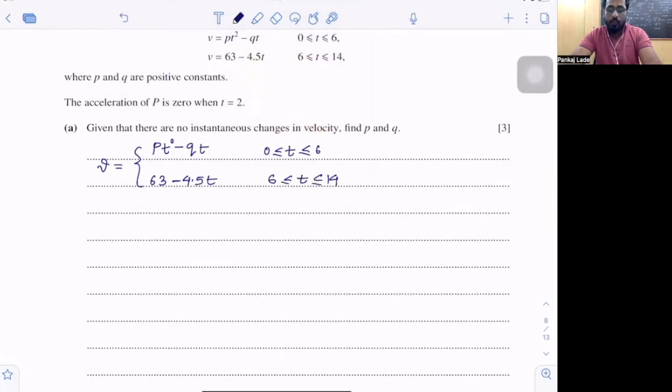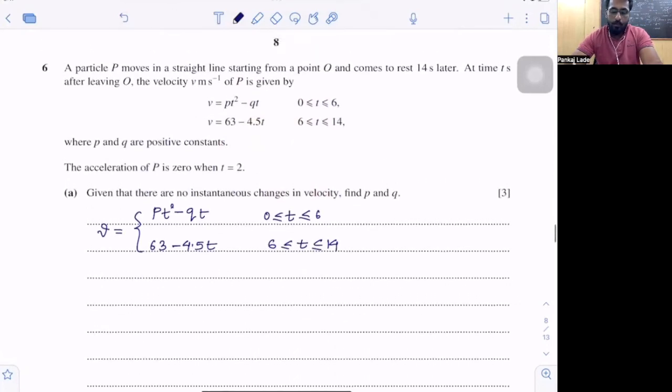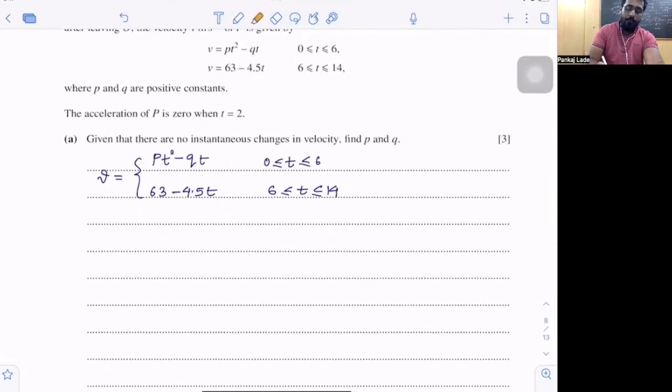Okay, so I have two equations. You want to now proceed further. He says that the acceleration of P is 0 when t is equal to 2. I have the velocity. Now where is t equal to 2? T equal to 2 lies in the first region, right? T equal to 2 lies in the first region. The first equation that is given to us, t equal to 2 lies within the range 0 to 6 seconds.